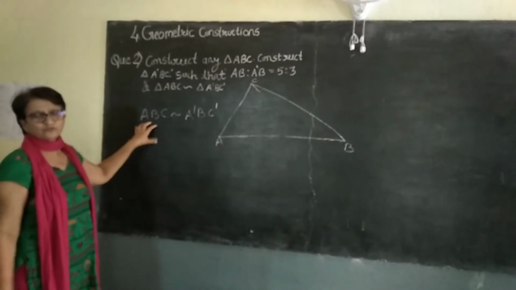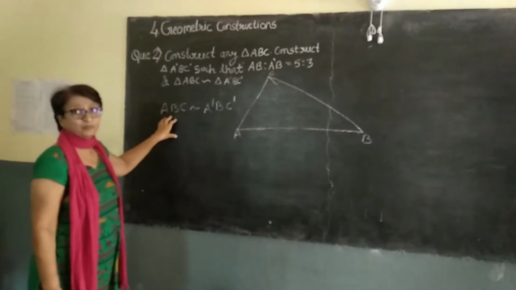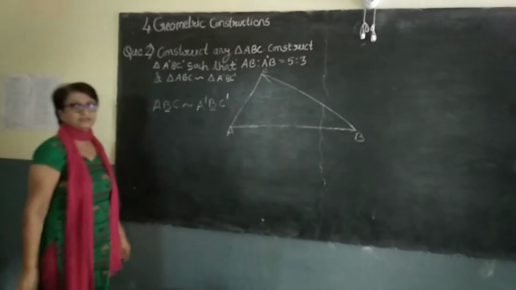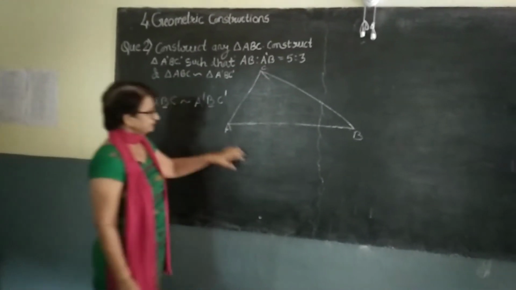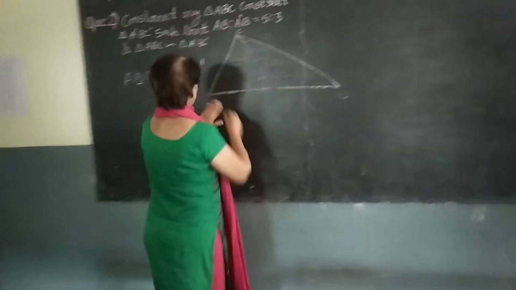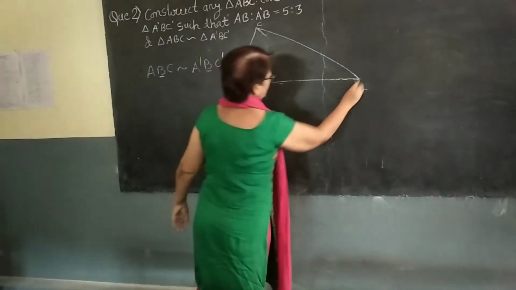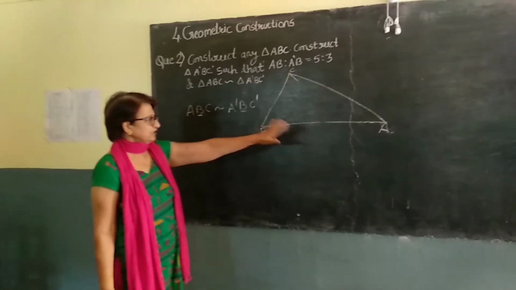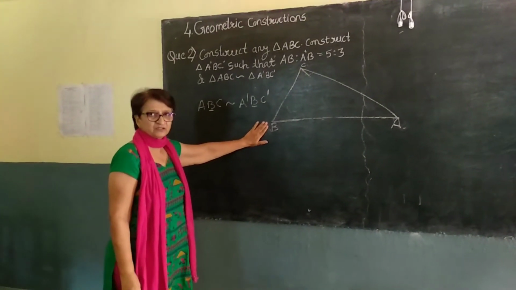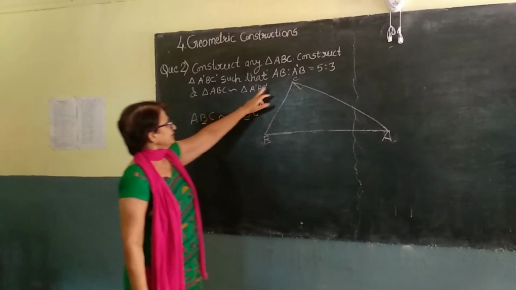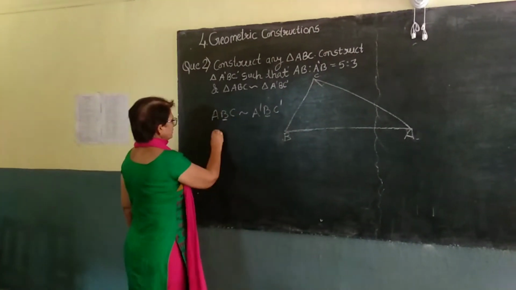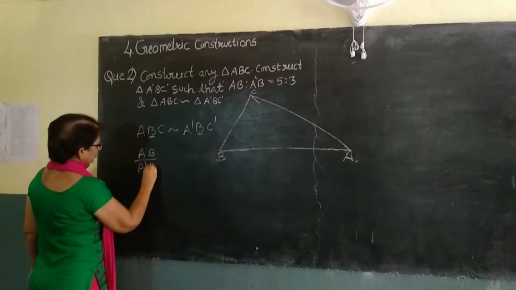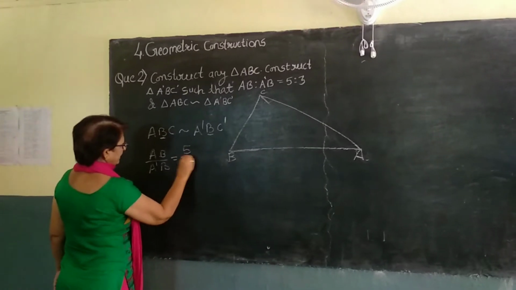Now in these two, which point are we getting common? You can see this point B. This point B is common. Common point, try to take it on this side. You can take it on that side also, but supposing we take it on this side. And the ratio of AB upon A dash B is equal to 5/3.